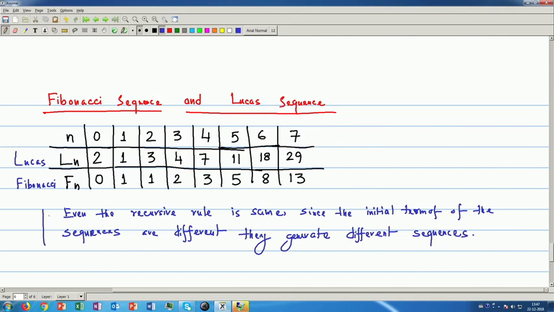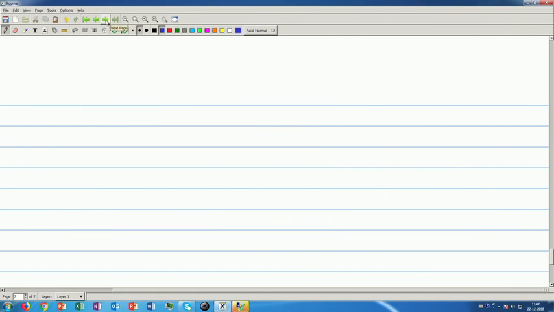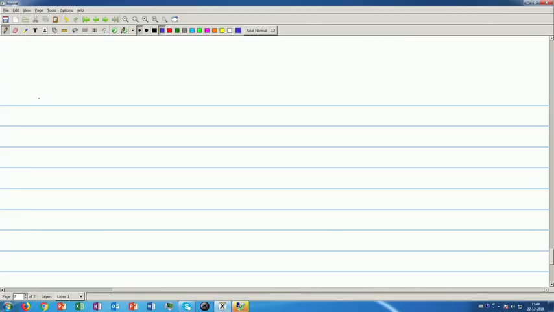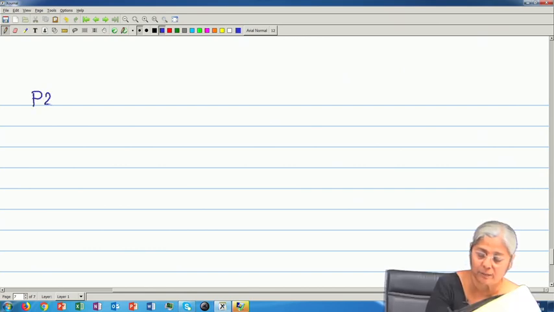Now, since the recursive rule is the same, only the initial values are different. So, there is a close relation between the Lucas numbers and the Fibonacci numbers. So, we can see one property, like we have seen earlier for the Fibonacci numbers.